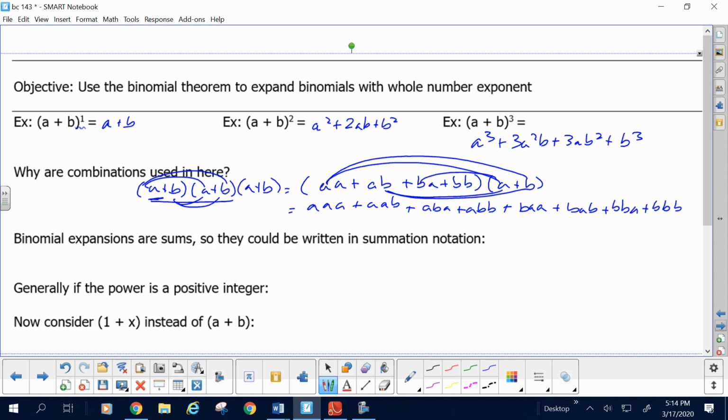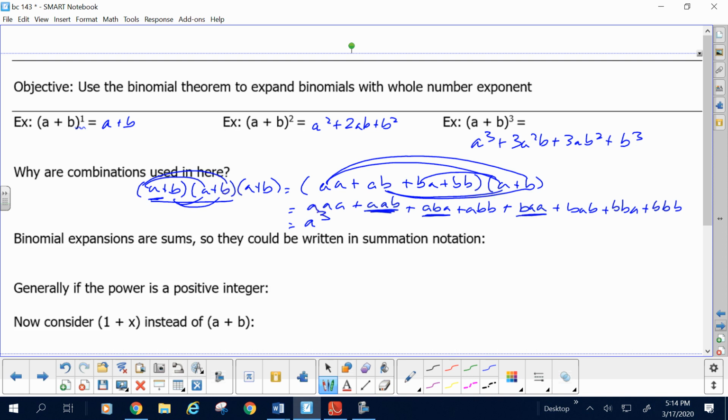All right, now, can I simplify? Well, you say, can I simplify that? Well, that's 2 A's and a B. Can I combine it with that 2 A's and a B? Or that 2 A's and a B?